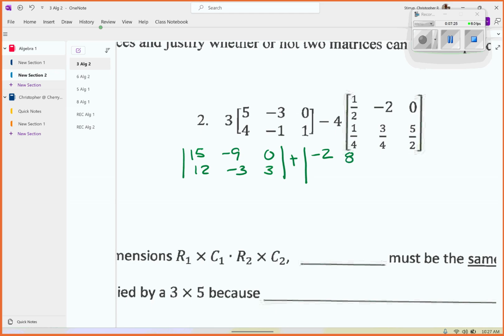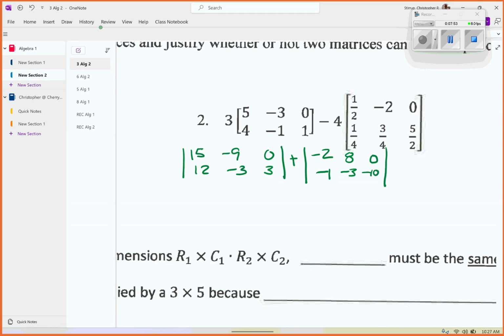8. What's negative 4 times 0? What is 1/4 of negative 4? Negative 1. What is 3/4 of negative 4? I'll just do it. It's negative 3. What is 5/2 of negative 4? Anyone know? It's negative 10. So negative 4 times 5 is negative 20. Negative 20 divided by 2 is negative 10.